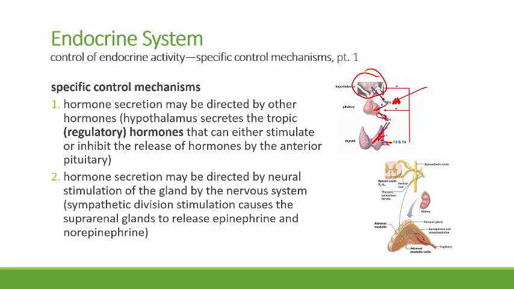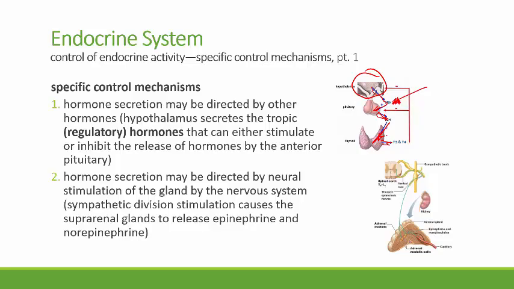T3 and T4 are not tropic hormones. Their job is to go out, talk to all the cells in the body, and cause them to grow more quickly and divide more rapidly. Okay, so one way that we can control an endocrine gland secretion is with another hormone. A second way is through direct neural stimulation. This is how we get epinephrine and norepinephrine released in the body under emergency situations.